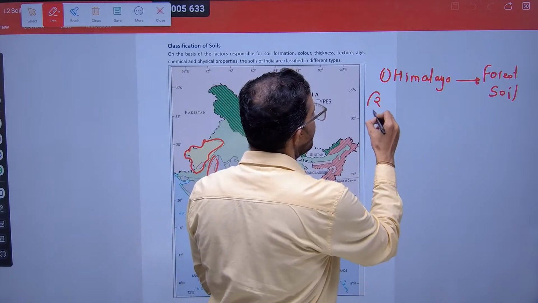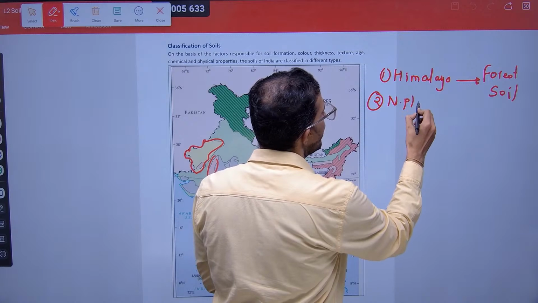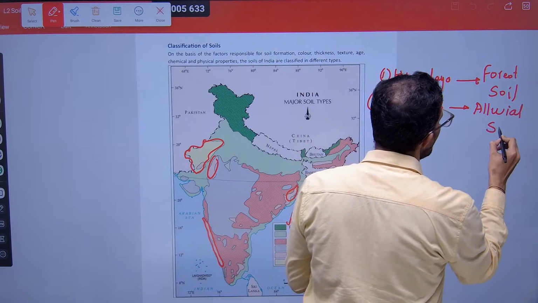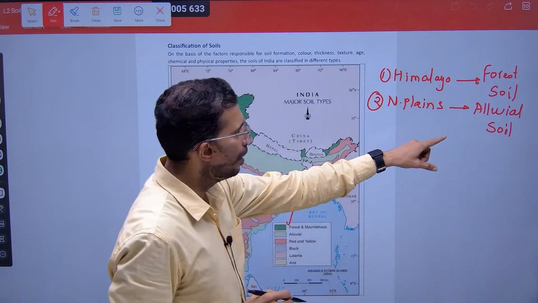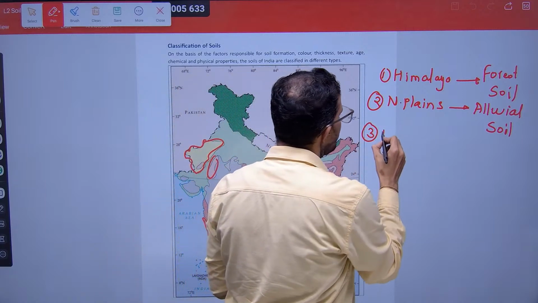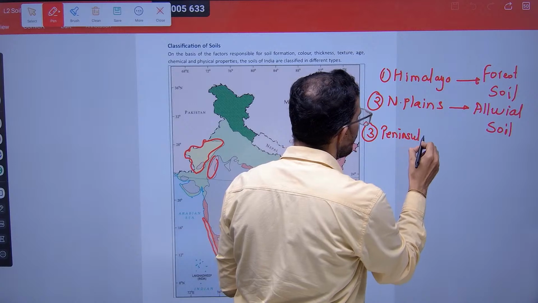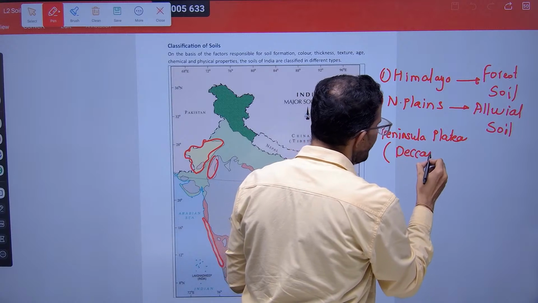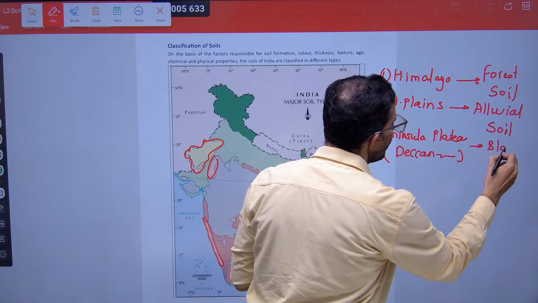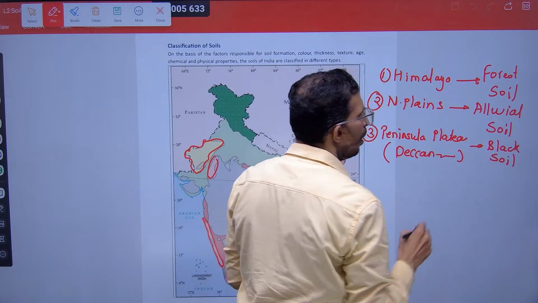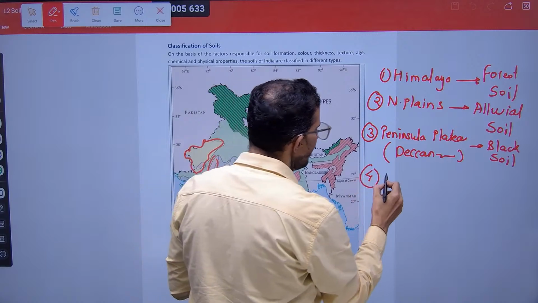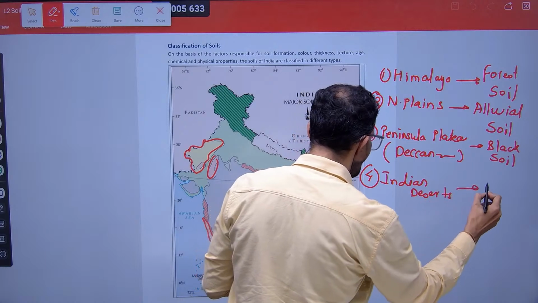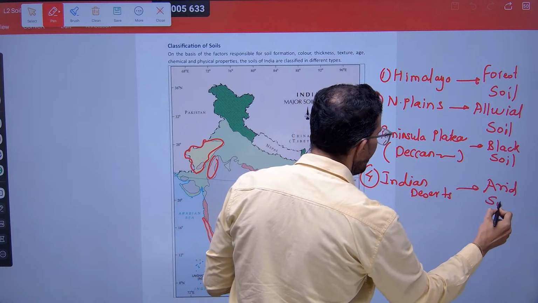Then the second one, the northern plains, we have seen correspond to the alluvial soil. The third one, the peninsular plateau, or the Deccan Trap or the Deccan Plateau, corresponds to the black soil. Then the Indian deserts, they have the arid soil.